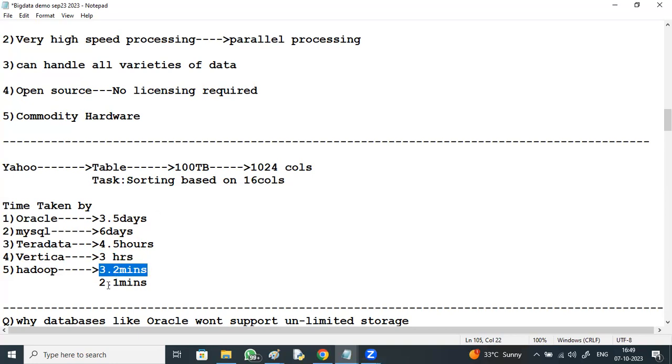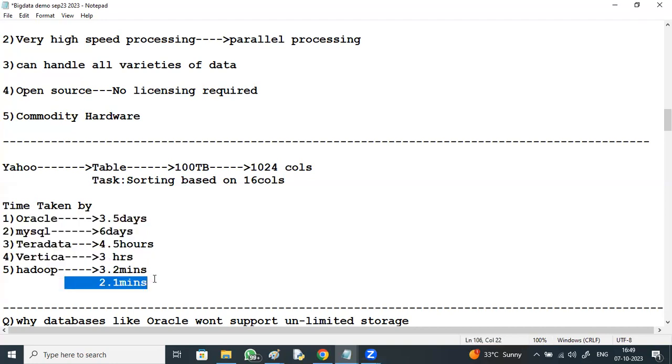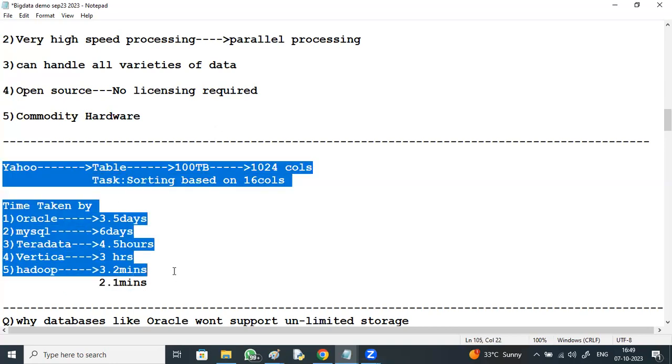The latest version of Hadoop has taken just 2.1 minutes. See, these others are days or hours, but Hadoop has taken minutes. From the processing point of view, Hadoop has proven in the market to have very high speed as compared with anything else. And from the storage point of view, right?